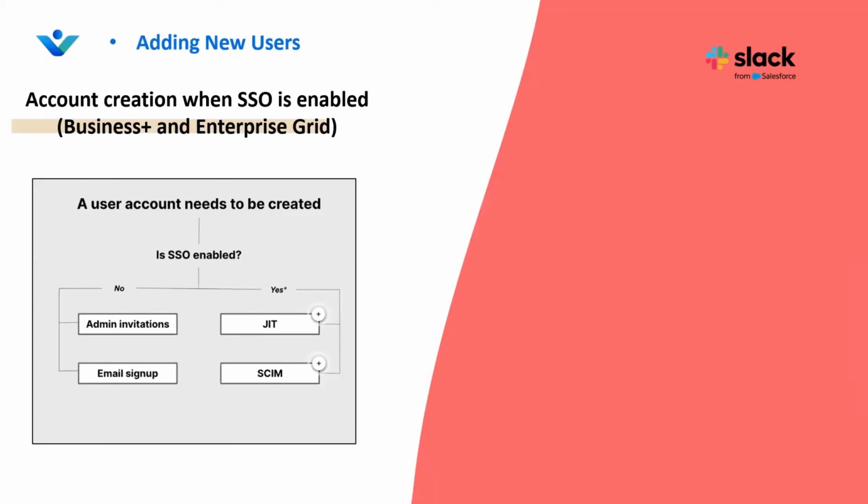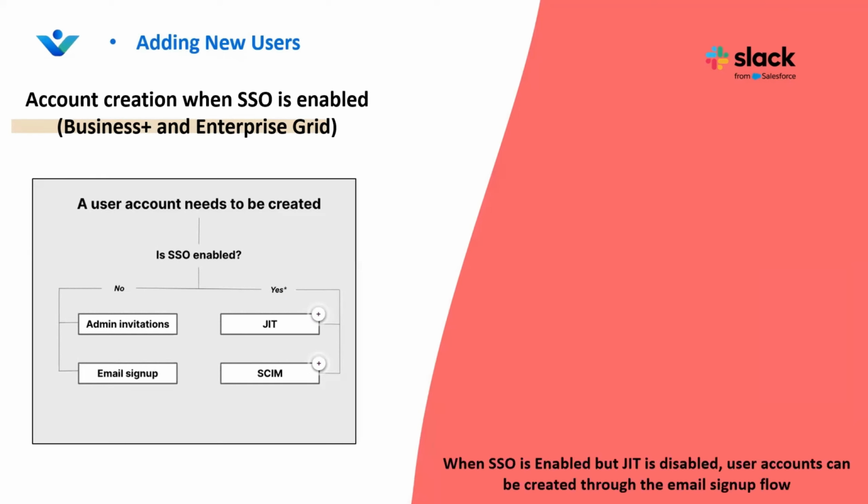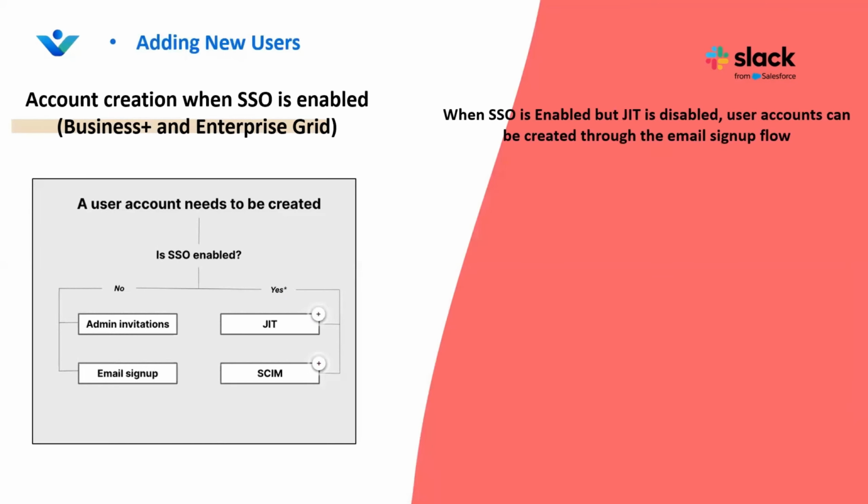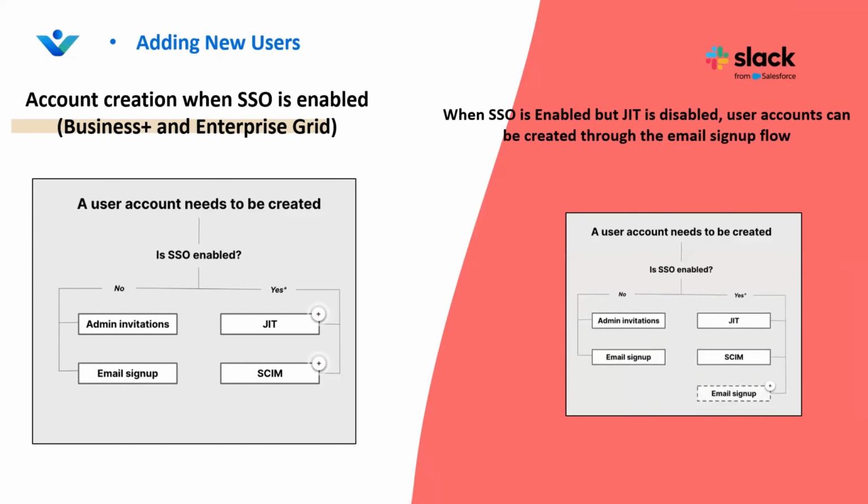Another one is SCIM. Provisioning creates accounts for users before they attempt to log in to Slack for the first time. That is why you will sometimes hear SCIM referred to as pre-provisioning. There are a few instances I have seen when JIT is disabled, and also you can sign up with email sign-up, which is by invitation.